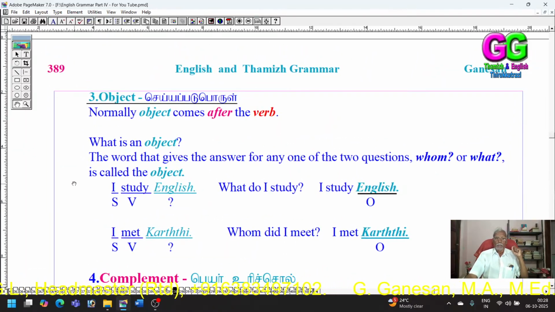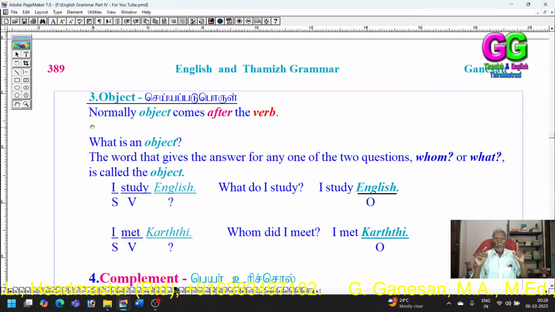Third, object. Normally, object follows the verb. Normally, object comes after the verb. In English statement sentences, object normally follows the verb.